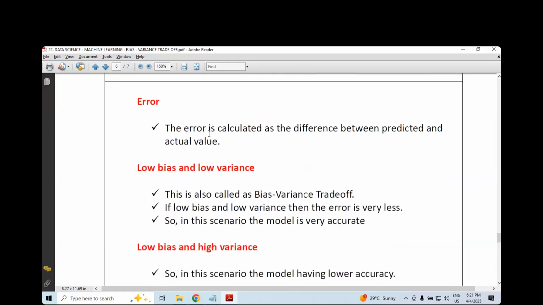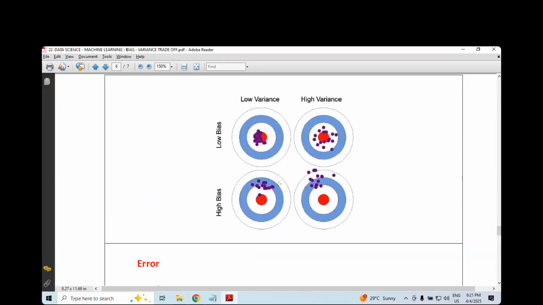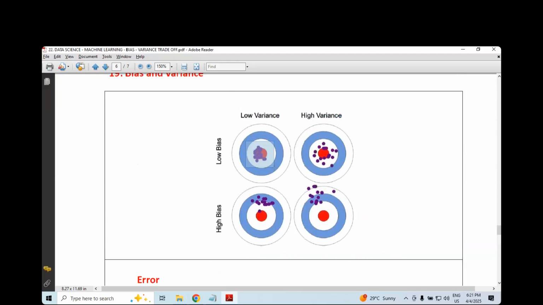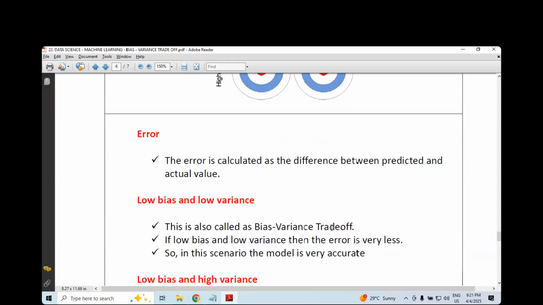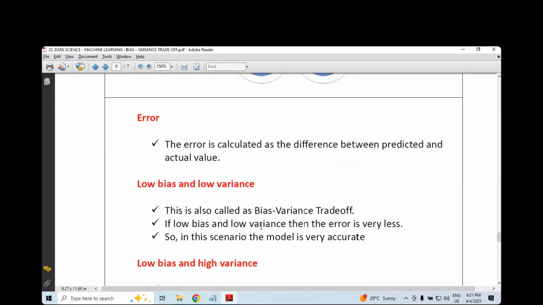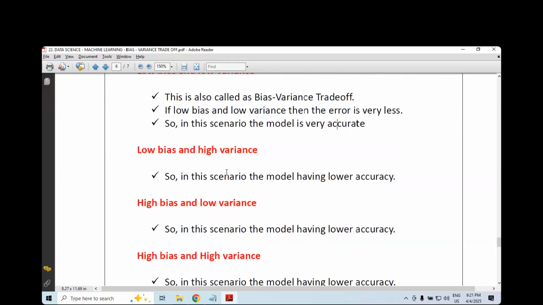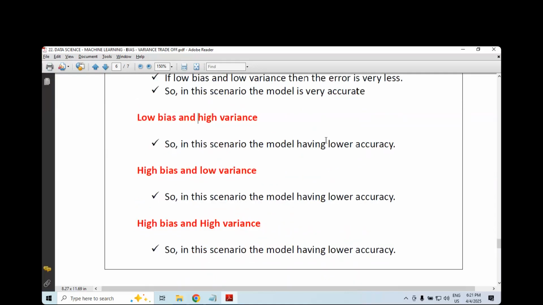The error is calculated as the difference between predicted value and actual value. Low bias and low variance is a good fit, also called the bias variance trade-off. If low bias and low variance, then the error is very small, so the model is very accurate. Low bias and high variance, the model has lower accuracy. High bias and low variance, still less accuracy. High bias and high variance, less accuracy only. Can I get a response?